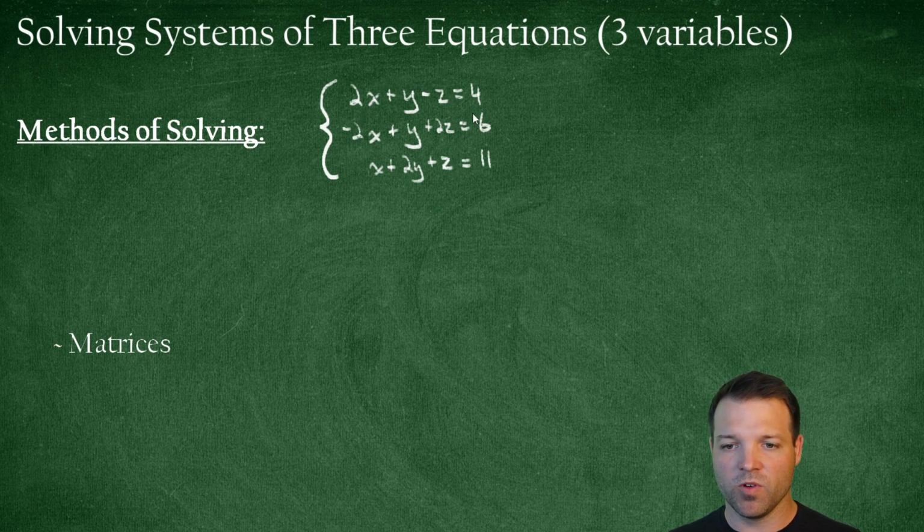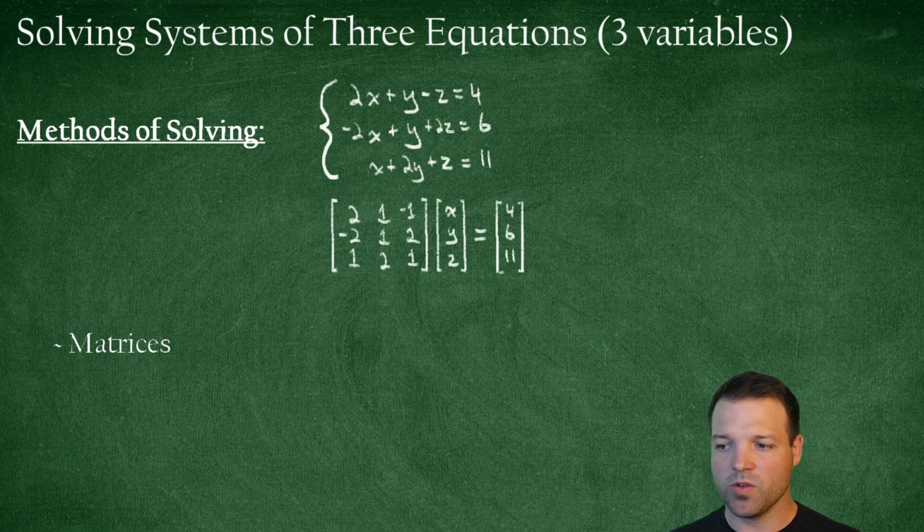So step one, once this is all lined up vertically with the x's, y's, z's, and the coefficients, we are going to transform this into a matrix equation, putting all of our coefficients right into this coefficient matrix. So you can see all these line up, 2, -2, and 1 for the x's, 1, 1, and 2 for the y's, and -1, 2, and 1 for the z's. Then we have our variable matrix, which is just in order x, y, and z. And then we have our constant matrix, which is the 4, 6, and the 11.